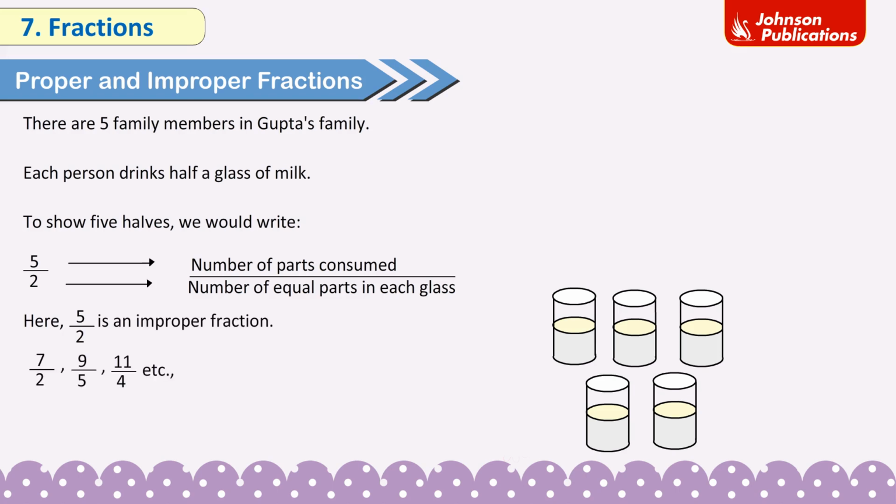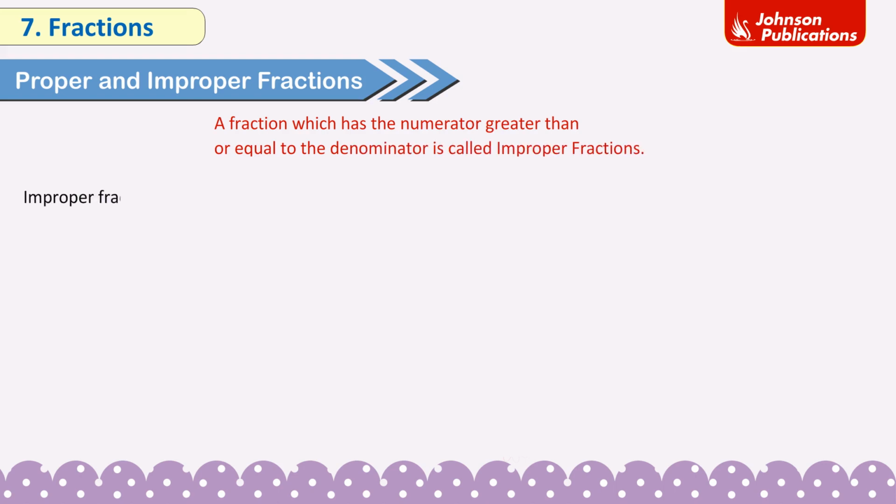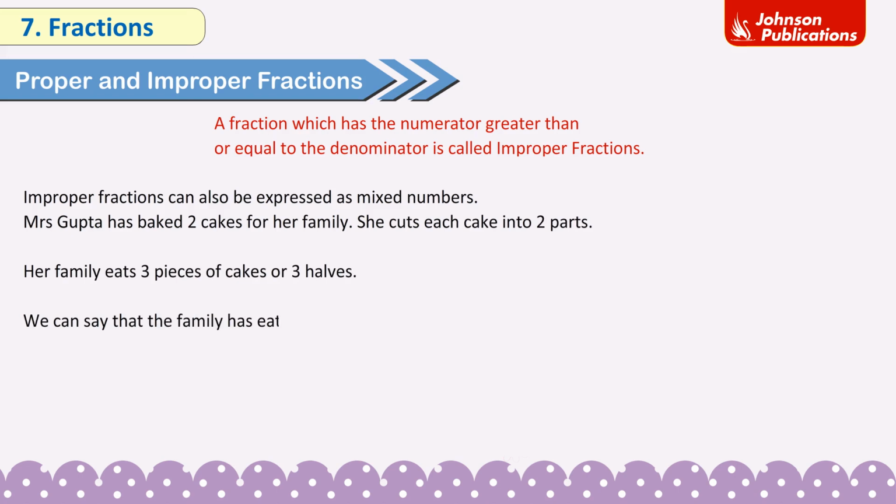7 by 2, 9 by 5, 11 by 4, etc. are some other examples of improper fractions. A fraction which has the numerator greater than or equal to the denominator is called an improper fraction. Improper fractions can also be expressed as mixed numbers. Mrs. Gupta has baked 2 cakes for her family. She cuts each cake into 2 parts. Her family eats 3 pieces of cake or 3 halves. We can say that the family has eaten 3 by 2 or 1 and 1 by 2 cakes.